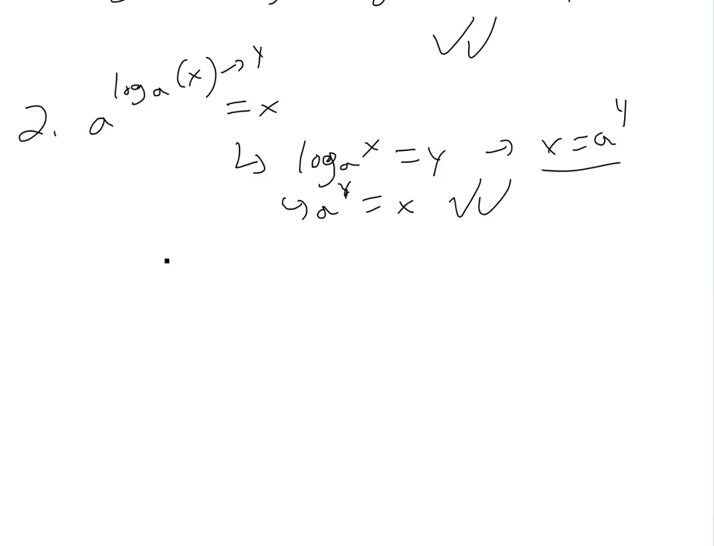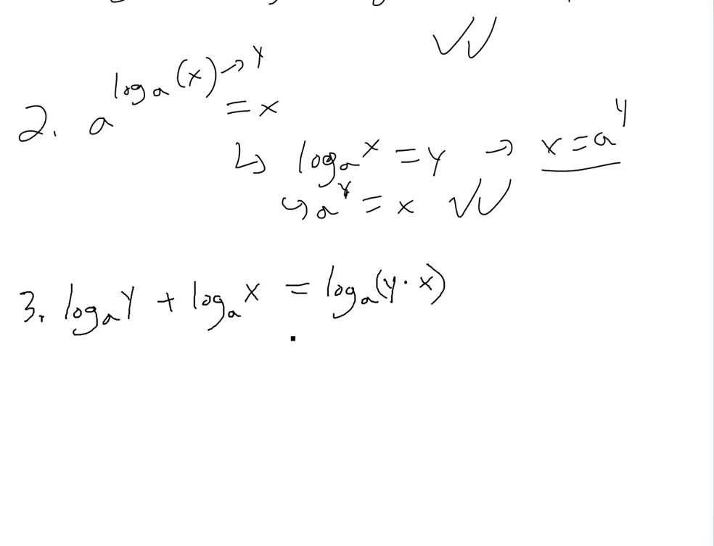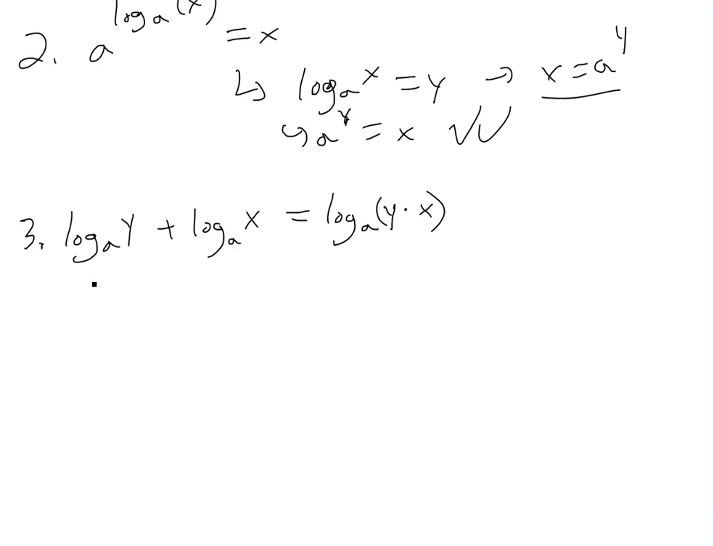Now let's look at another proof. Let's go with this one. If we add logs, log base a of y plus log base a of x, this just equals log base a of y times x. I'll show you the proof here. Well, basically, this one right here, let's call this y1, and this is y2, because we'll just have basically a to the y1 equals y, and a to the y2 equals x. So now we're just adding these two together.